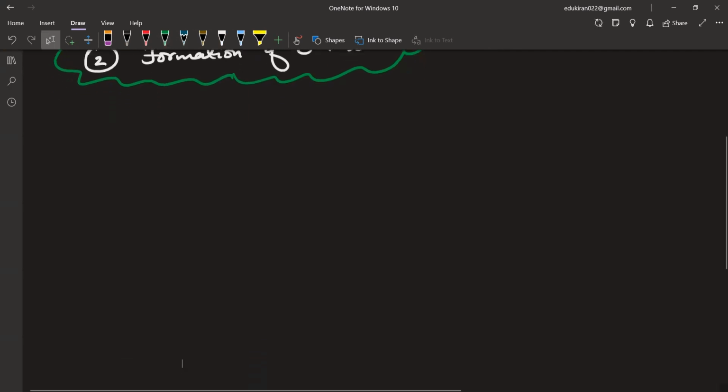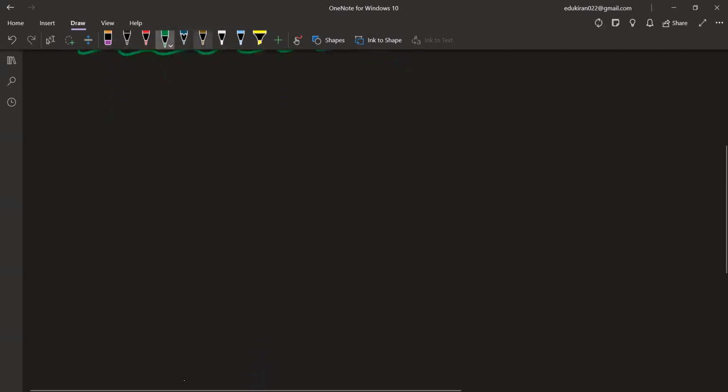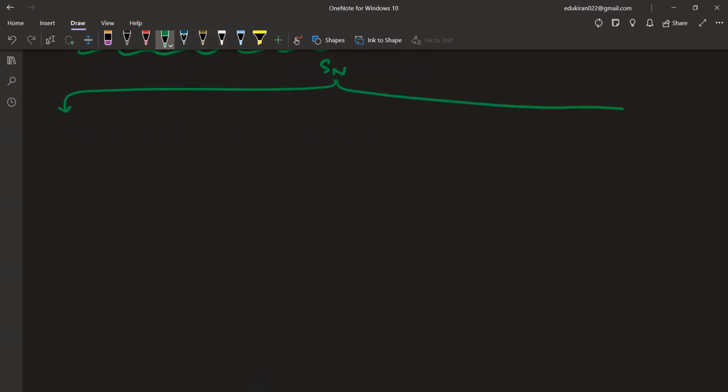On that basis, I can say that the types of SN are two. SN can be of two types. In one case, SN can happen in 2 steps, and in the other case, I can write SN in 1 step. Okay, please don't write this. I'm just explaining this. SN in 1 step.